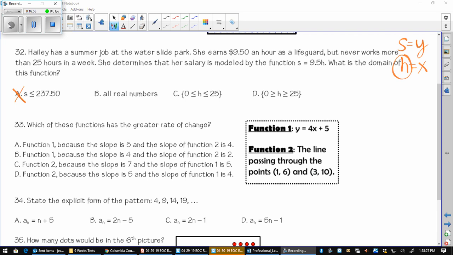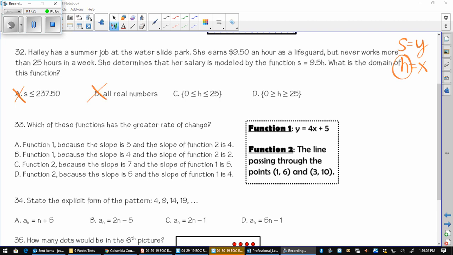So this problem is talking about how much she earns at her summer job as a lifeguard. She works no more than 25 hours a week. So they give us this equation, S equals 9.5H. So H represents the number of hours she works. So if I look at my options, B says all real numbers. All real numbers means negative infinity to positive infinity, everything in between. So that would mean she could work negative 15 hours a week, or she could work infinity hours a week. That doesn't make sense. She can't work either of those amounts.